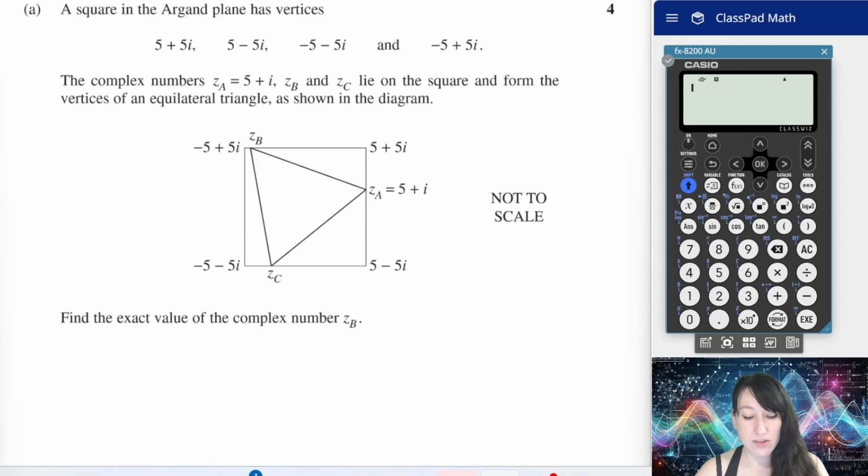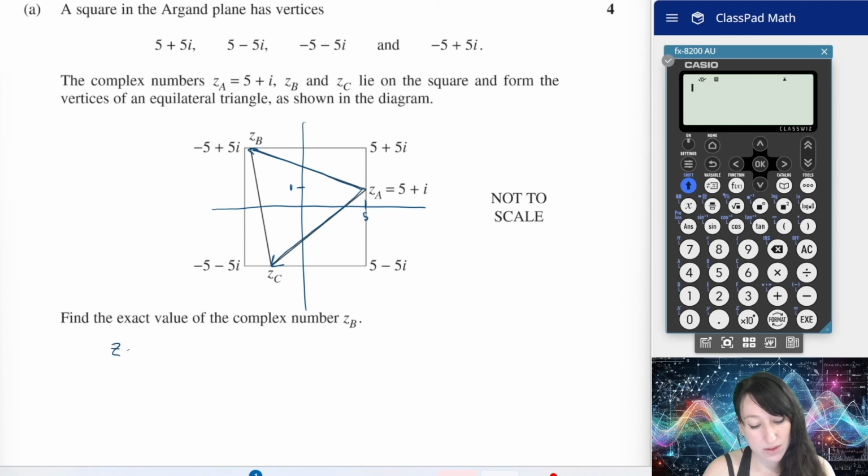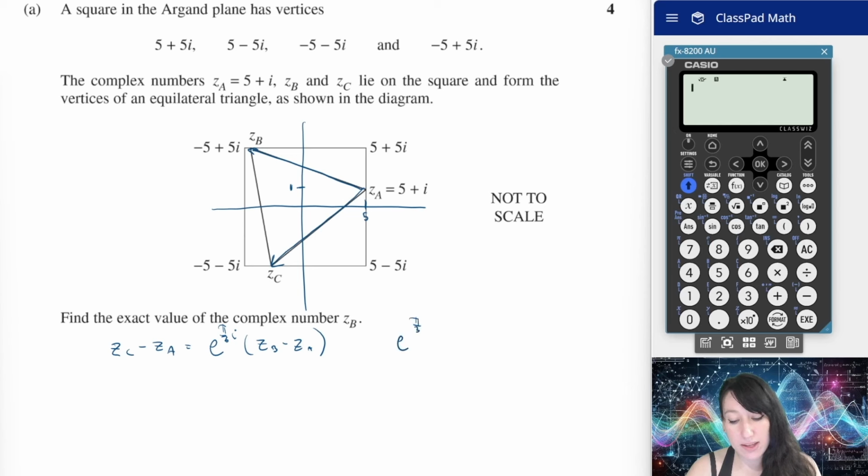Okay, I might sketch the axes on this diagram. 5 plus i is 5 to the right and 1 up. Okay, this is an equilateral triangle. So the angle in each corner is 60 degrees or pi over 3. So what I'm going to notice is that zc minus za is going to be zb minus za rotated by pi over 3. So zc minus za is e to the pi over 3 i times zb minus za. And let's note that e to the pi over 3 i is equal to 1/2 plus root 3 over 2 i, which we can get from our exact value triangles.